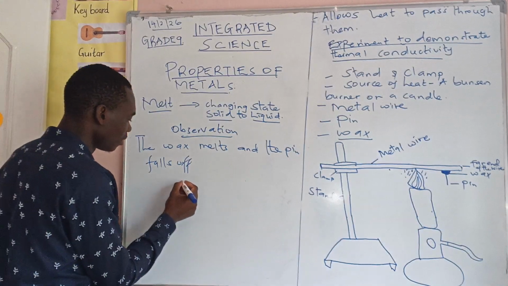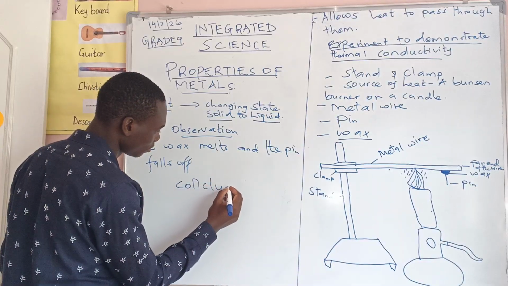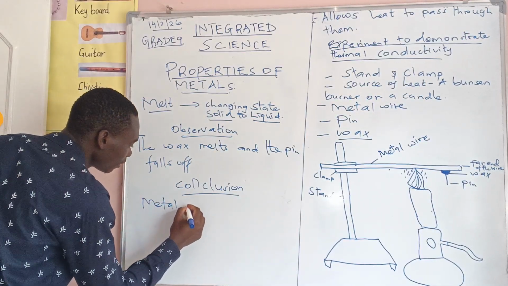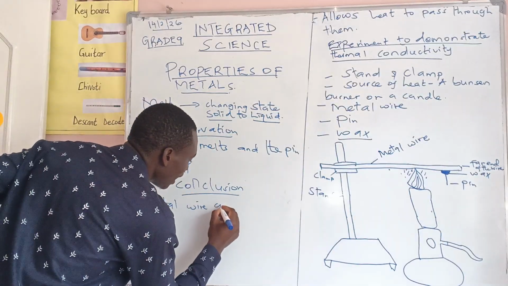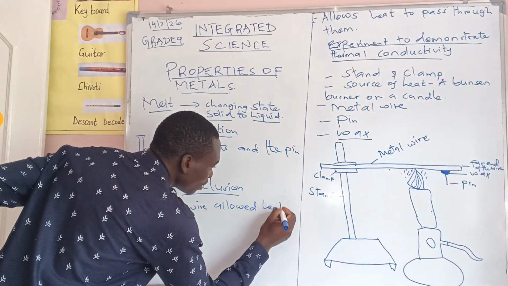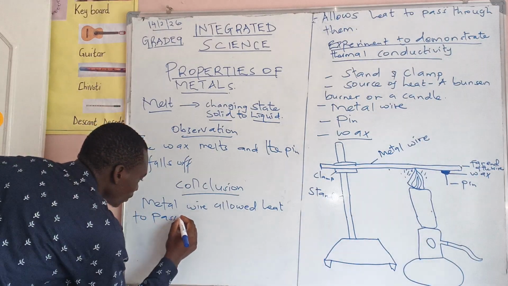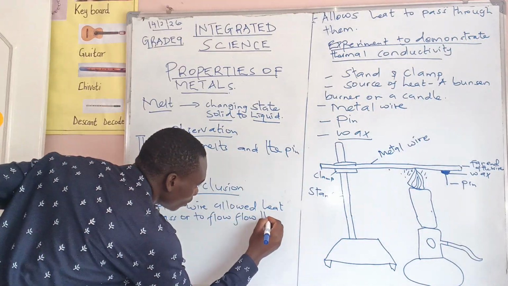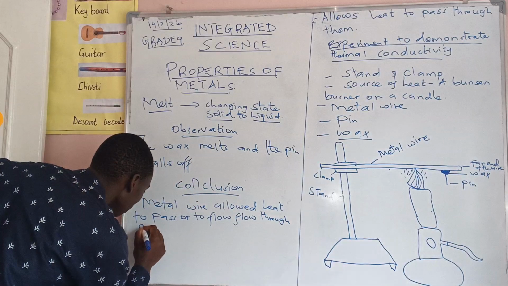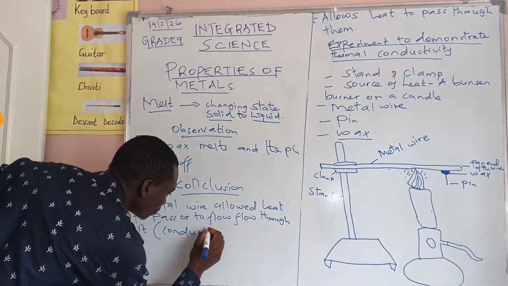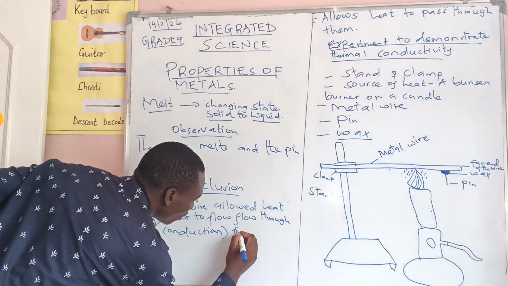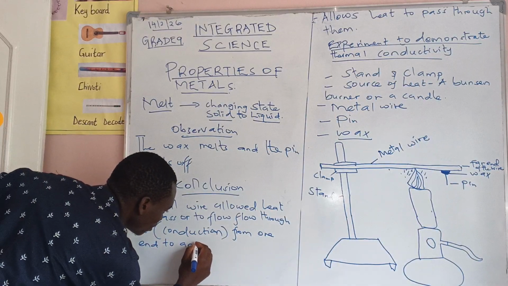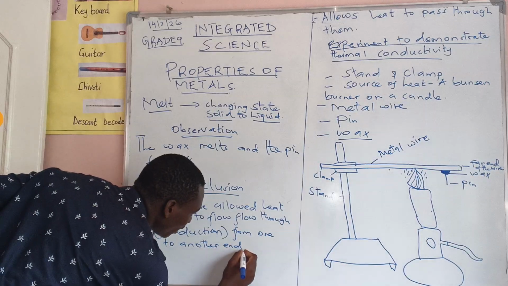Now, how can we conclude? Conclusion. We can conclude by saying the metal wire allowed heat to pass through it, to flow through it, that is conducting, from one end to another end, the far end.